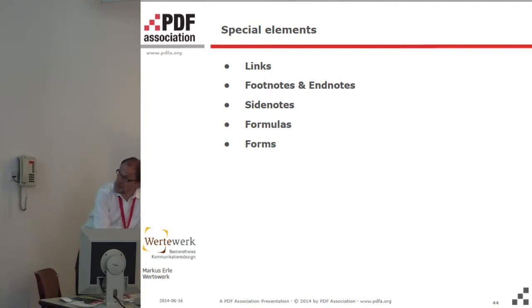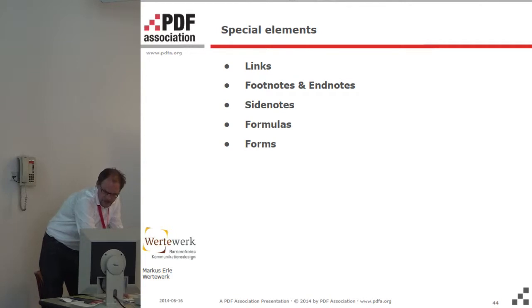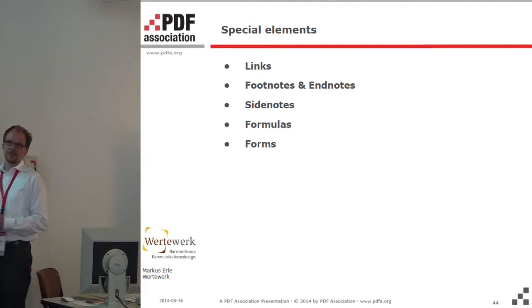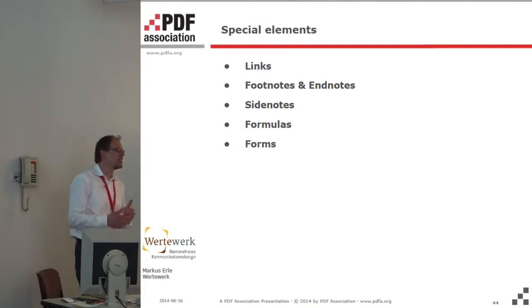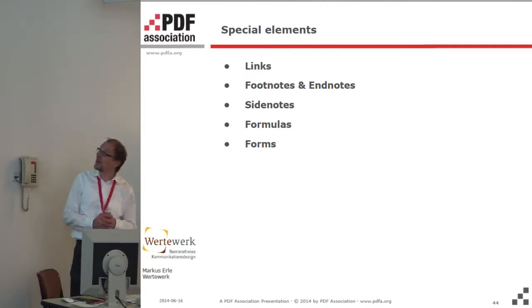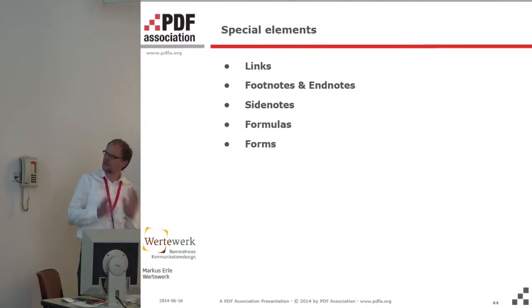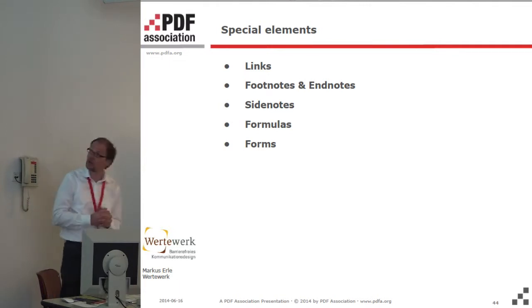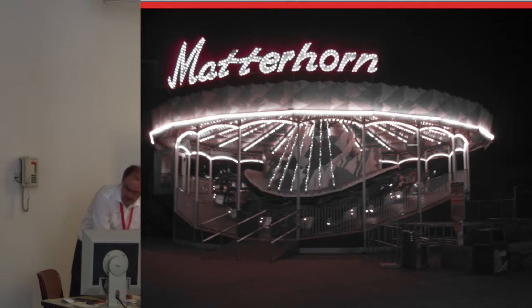also, like links, footnotes, endnotes, side notes, formulas, forms, and they all have special requirements, and the devil is in the details. Yeah. So if you are convinced, we already can create accessible PDFs compliant with PDF UA, check them and have a close look at all the details. The details are worked out in a protocol. It's called Matterhorn protocol.